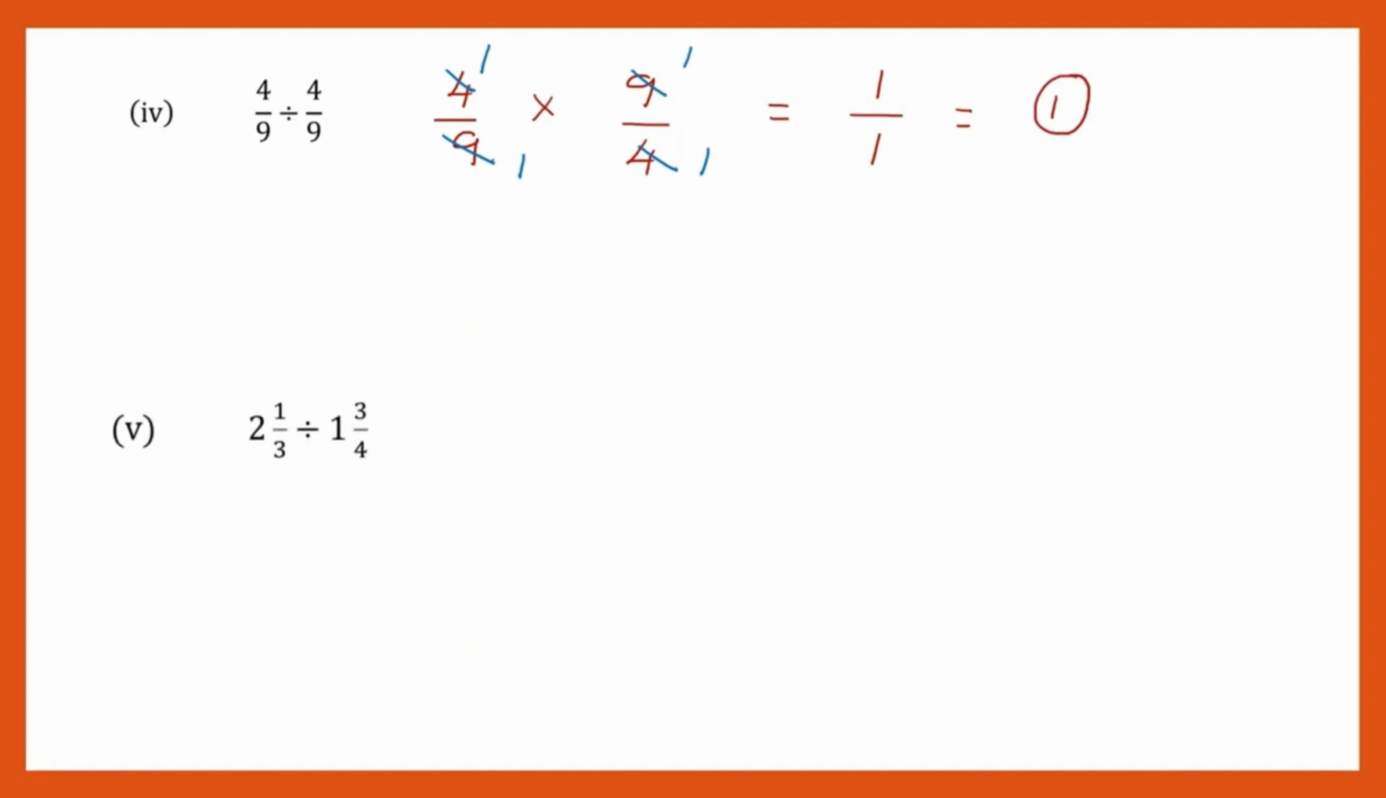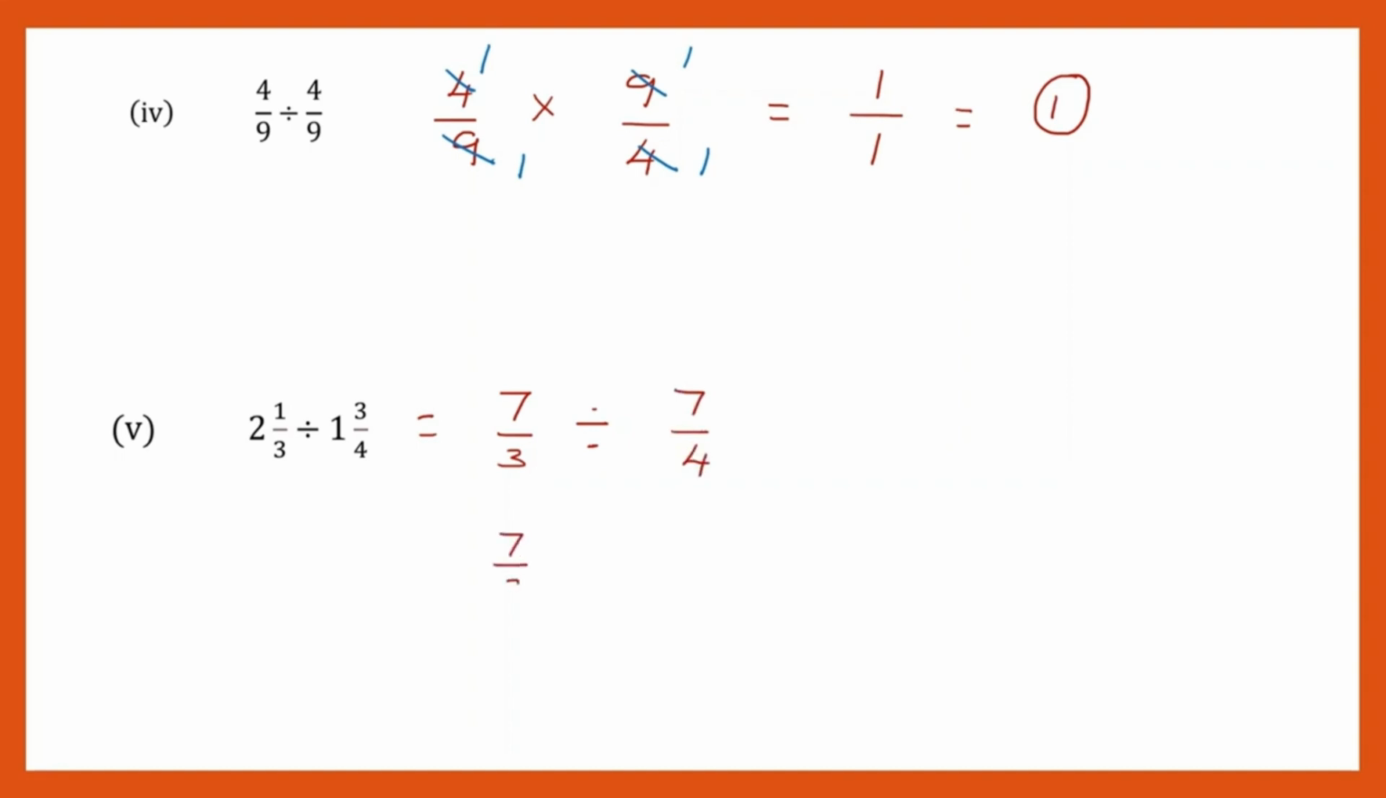Question 5. We have two mixed numbers here. So let's convert that first. 3 twos are 6 plus 1, 7 by 3, divided by 4 ones are 4, 5, 6, 7, 7 by 4.